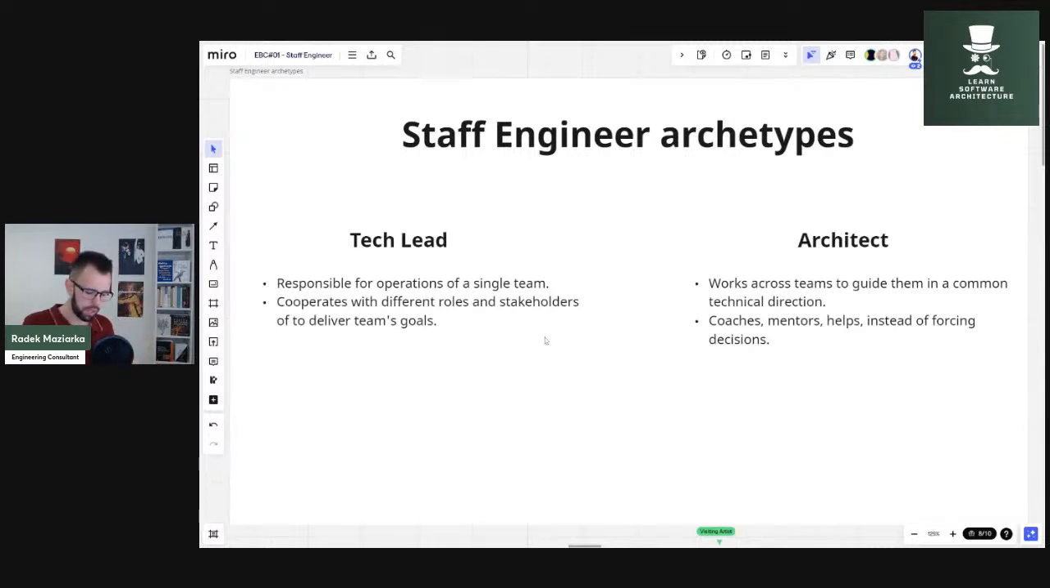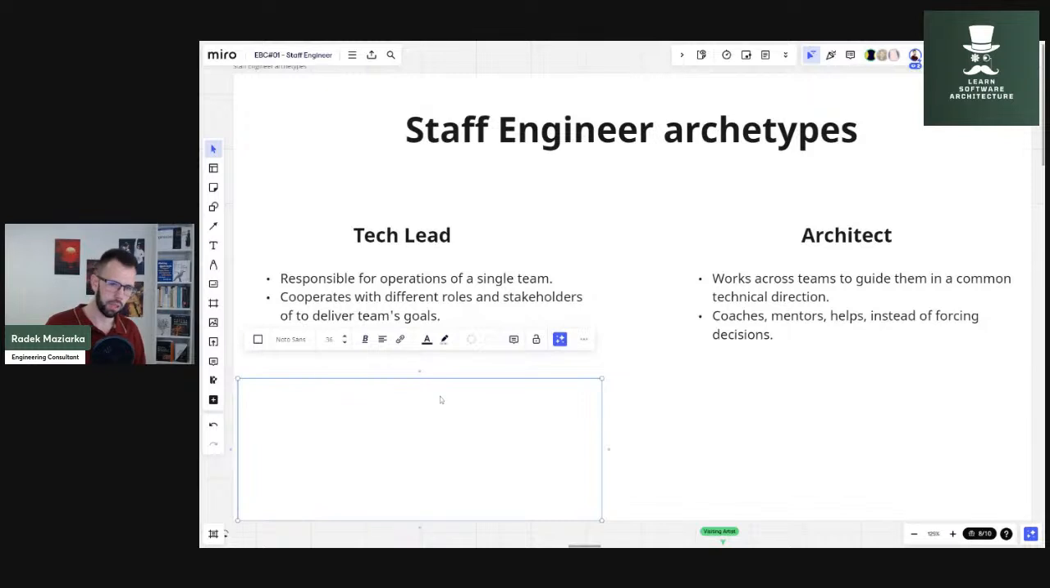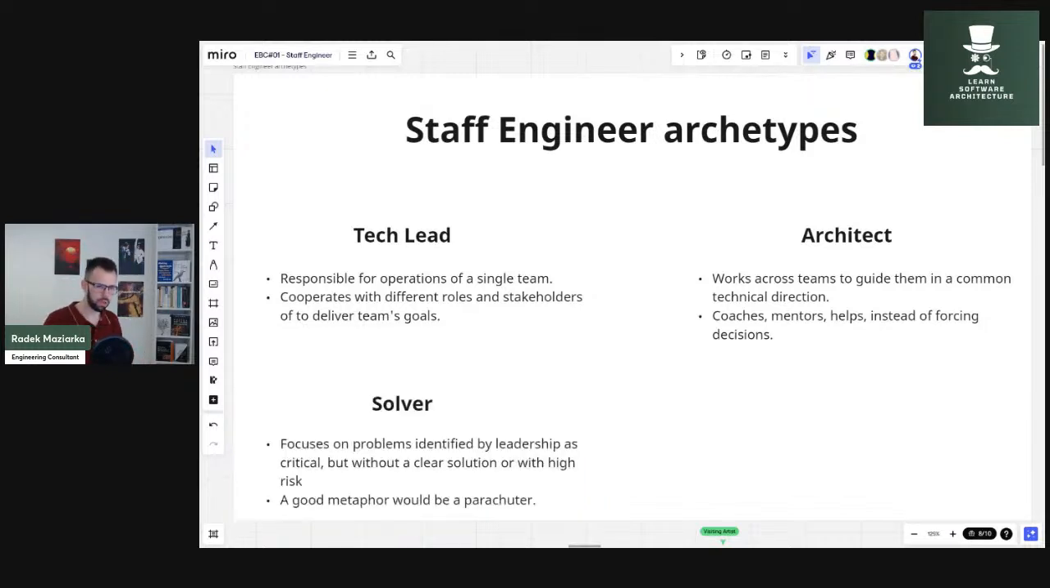The third archetype that was described by Will Larson is solver. The solver focuses on problems identified by the leadership as critical, but without a clear solution or with a high risk. We don't want to delegate such a problem to a specific team, because there is a high chance of failure, and the team would spend too much time tackling this problem instead of delivering value. So we want a person who will be focused mostly on solving this problem up to some point and transferring the knowledge to the specific team.